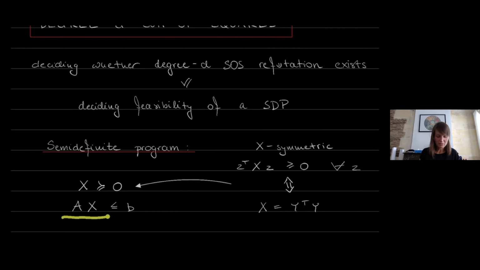And also, what I wrote here is kind of informal. By this, I mean that you have a bunch of linear constraints on the variables that appear in this matrix. So you have the requirement that it is positive semi-definite, and then you can write any linear inequalities on those variables that you want. This is the second line. So this is a semi-definite program, and a very similar argument shows that a sum of squares refutation of degree d exists if we can write down a semi-definite program which is feasible if and only if the degree d sum of squares refutation exists.